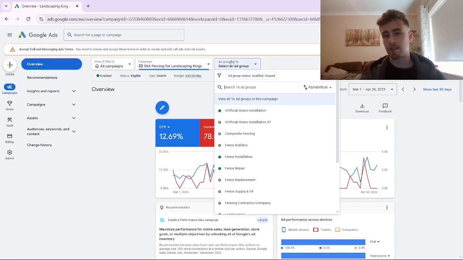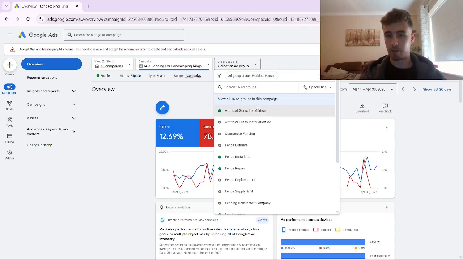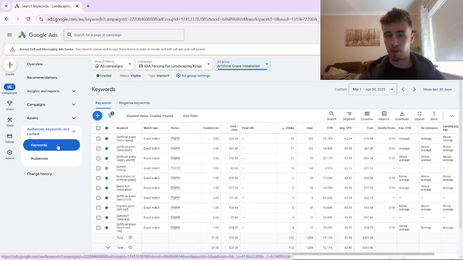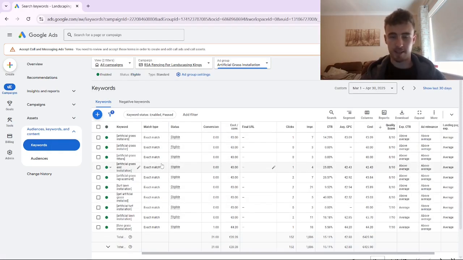So just to walk you through what this actual structure looked like, first of all, obviously at the beginning, after figuring out what their most profitable services are, we started doing some keyword research around those services. And what we did with all of those keywords that we found then was split those keywords up into separate ad groups. So, for example, artificial grass installation here, we'd obviously have keywords that are all related to artificial grass installation. So, artificial grass landscaping, artificial grass installation, and so on. So, obviously, all the artificial grass installation ad group keywords are all related to artificial grass installation and all have the exact same intent of somebody looking to get artificial grass installed.